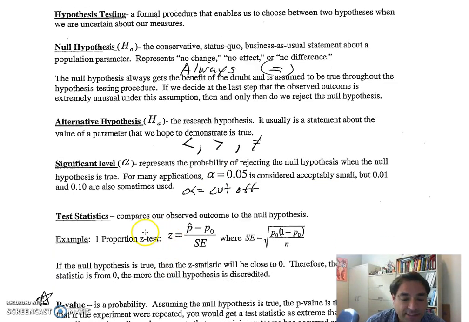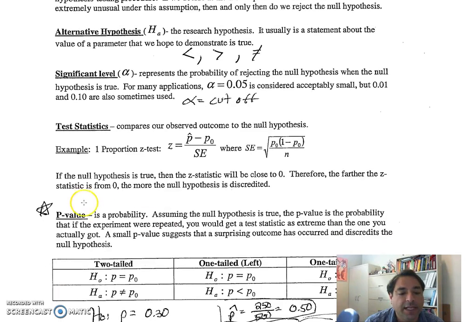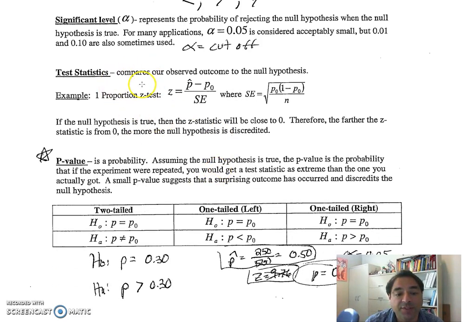Now, your test statistic compares our observed outcome to the null hypothesis. That's going to be like our z-score. If the null hypothesis is true, then the z statistic will be close to 0. Therefore, the farther the z statistic is from 0, the more the null hypothesis is discredited. Now, what we're going to find when we do our z-score, that probability, is our p-value.